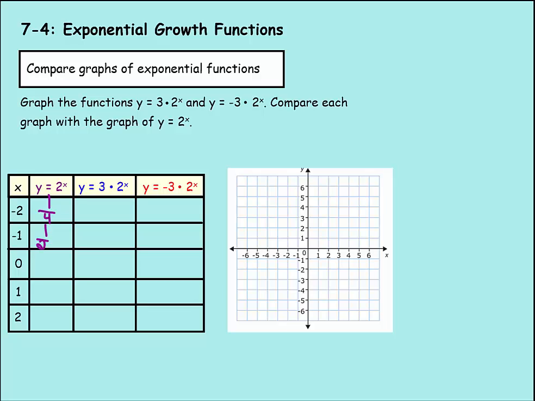We have 2 to the 0, which is 1. We have 2 to the first, which is just 2. And 2 to the second, which is 4. So if we're going to plot this out, we'd have negative 2 and 1/4, negative 1 and 1/2, 0 and 1, 1 and 2, 2 and 4.